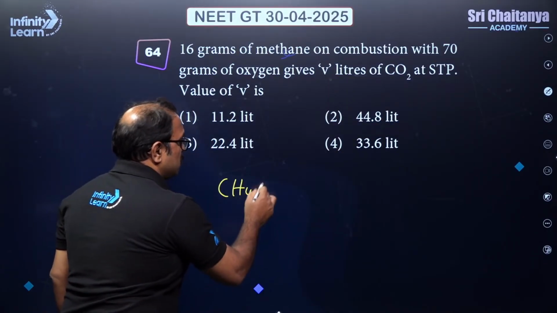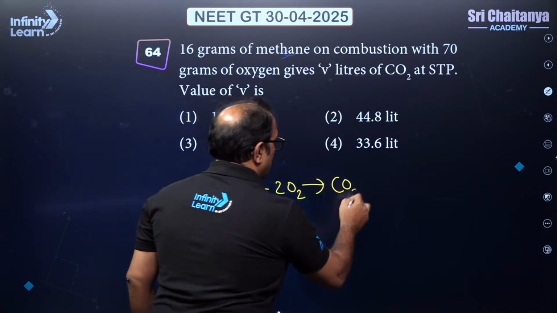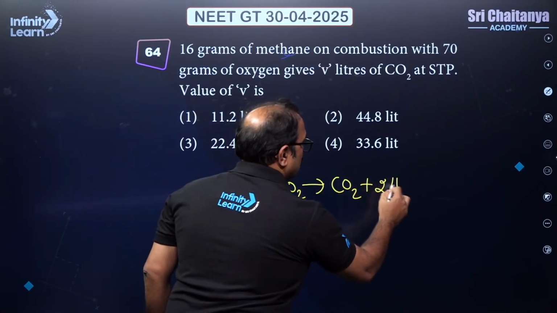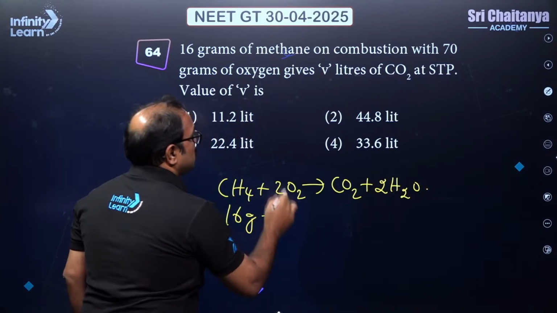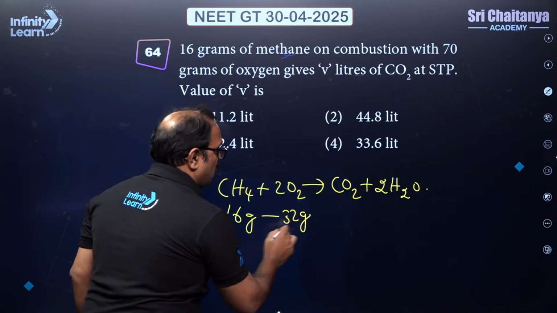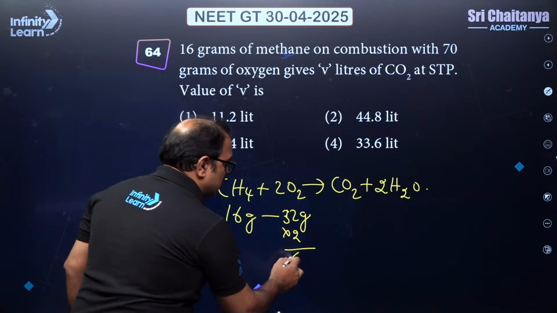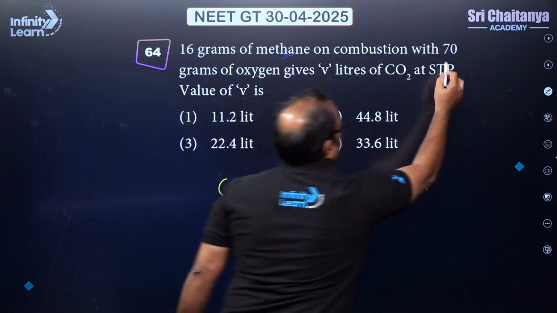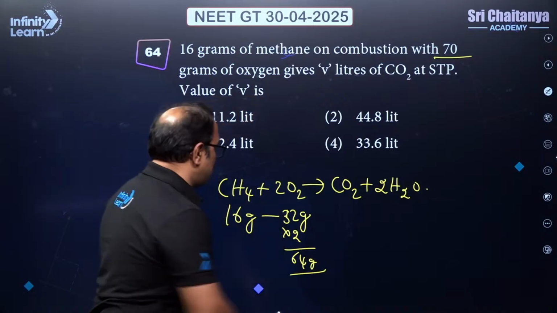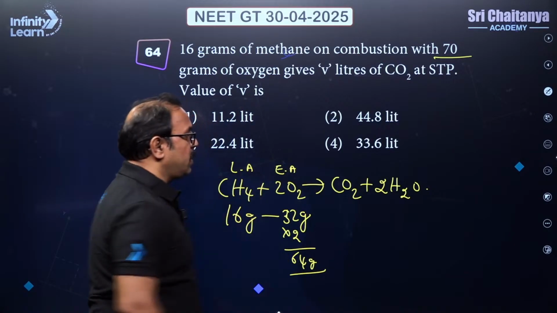Let us write the combustion part. In this case, methane on combustion results in the formation of CO2 and H2O. 16 grams of methane requires just 32 grams of oxygen, so this is into 2. This is 32 grams into 2, that is 64 grams. He has given 70 grams already. That means here 6 grams are in excess. So this is the excess agent. This is the limiting agent. So this will react completely.